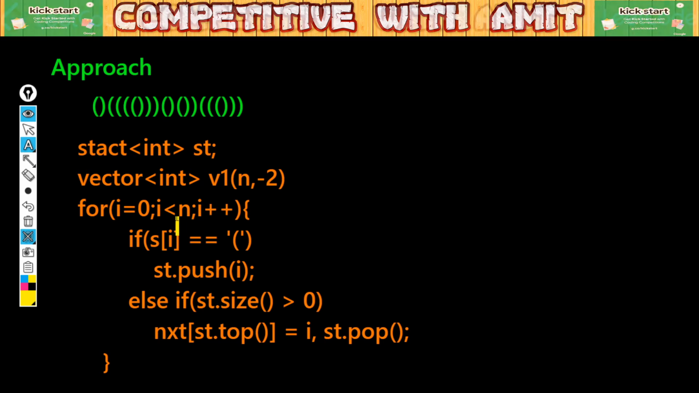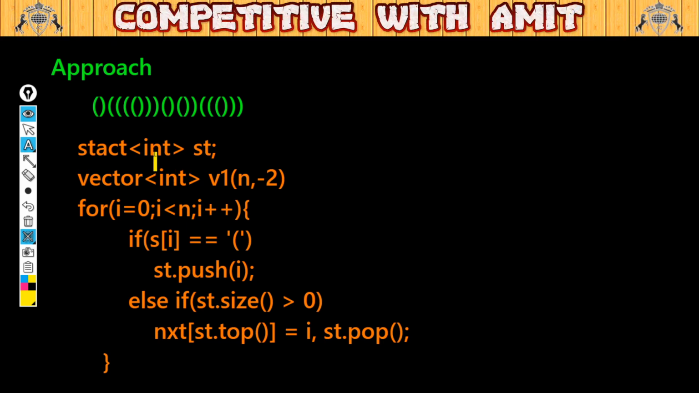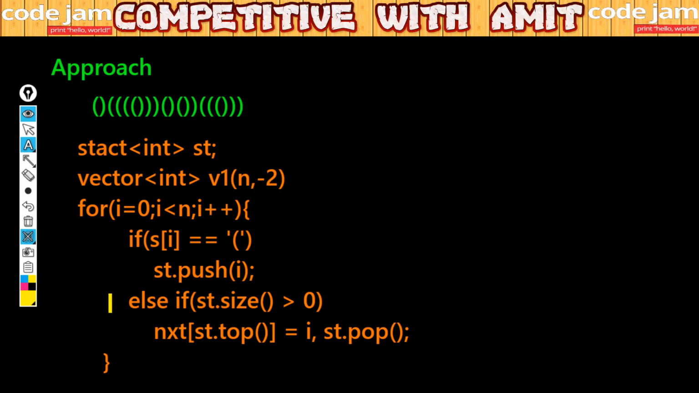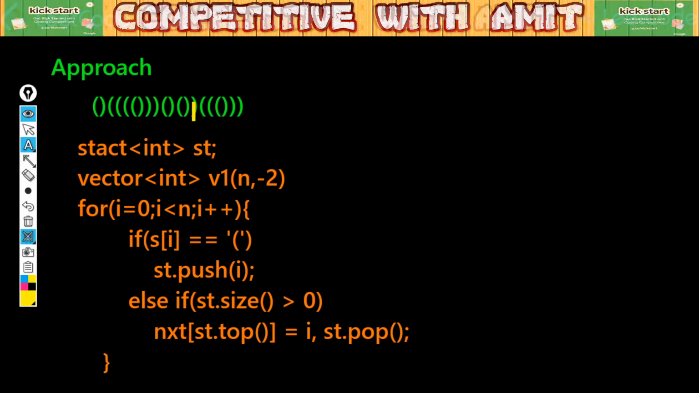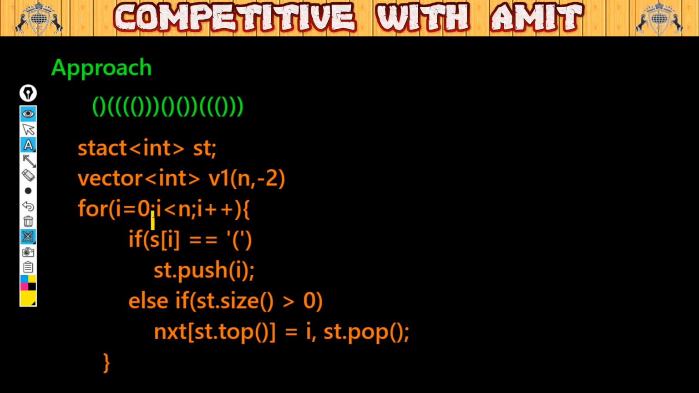So for that we require two things. First of all, the stack, such that whenever the opening brackets come, we will push that value into the stack, and a vector of integers which will store the answers of every index. Now this loop will iterate over all the values of this string, or all the values of this bracket sequence. Now this will start from 0.